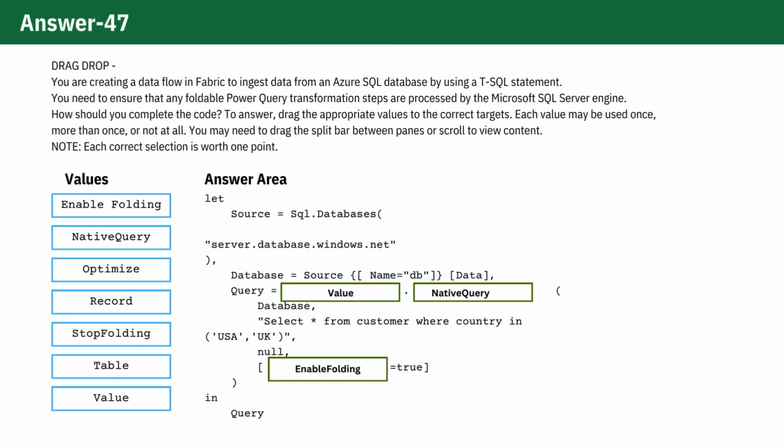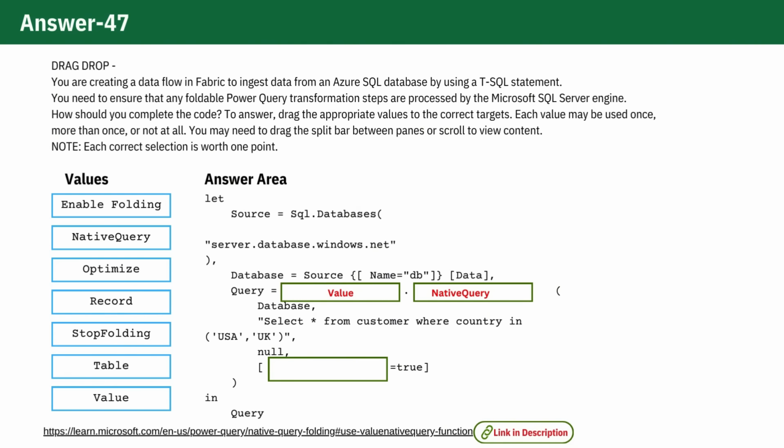The Value.NativeQuery function is used to run a native SQL query directly against the database. This function is particularly useful when you need to execute complex queries or utilize specific SQL features that are not natively supported by the Power Query user interface. We are using the EnableFolding = true option because we need to ensure that any foldable Power Query transformation steps are processed by the Microsoft SQL Server engine, as per the question.